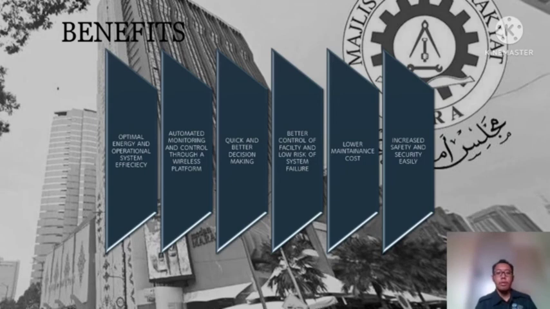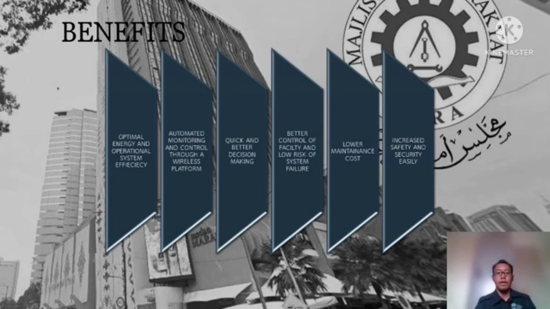Nombor 5 adalah lower maintenance cost. Sebabkan building automation system mampu untuk dipantau melalui wireless platform, menyebabkan untuk maintain building automation system ni memerlukan kurang pekerja. Oleh itu mampu untuk mengurangkan kos untuk maintain sistem ini.